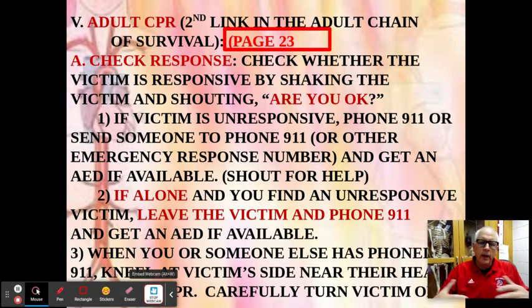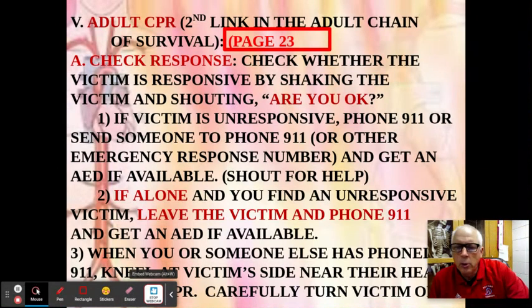So adult, you have an unresponsive victim. You've made sure the scene is safe. You've yelled for help. You called 911. You've tapped them on the collarbone and yelled at them, are you okay? You don't see any movement. You don't see any blinking. You don't see any coughing. What do I do? Okay.